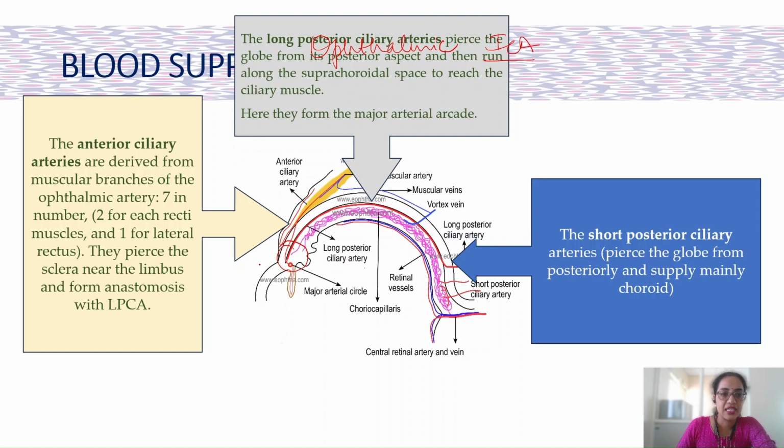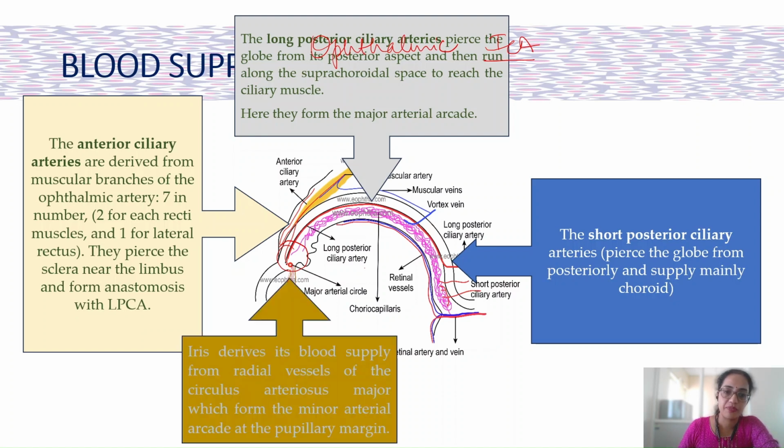The anterior ciliary arteries are derived from muscular branches of the ophthalmic artery. They are 7 in number, 2 for each of the superior rectus, medial rectus and inferior rectus, and one artery for the lateral rectus. They pierce the sclera near the limbus and form the anastomosis with the long posterior ciliary artery.